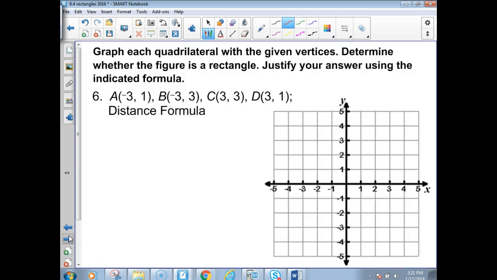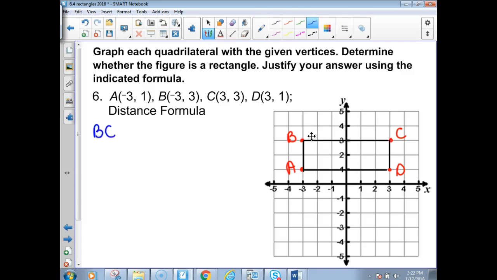So we're going to graph the quadrilateral and we're going to use the distance formula. -3, 1 is A, -3, 3 is B, 3, 3 is C, and 3, 1 is D. Now, this is a very nice problem for us to do because all these are horizontal and vertical segments. So it's going to be a quick one, at least as far as finding the length, proving that it's a parallelogram first.